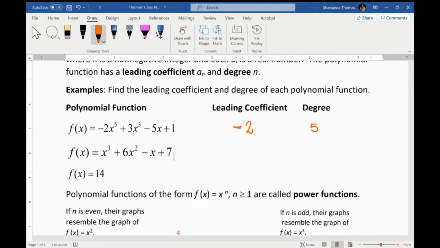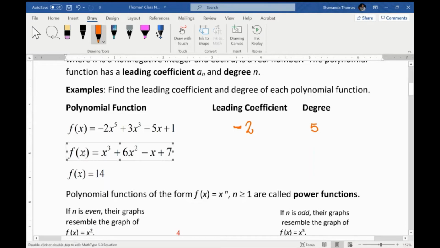How did you know that was the leading coefficient? Because it's the highest. It always starts from highest to lowest. All right, I'm going to challenge that theory in a few seconds. Let's go to the next one.